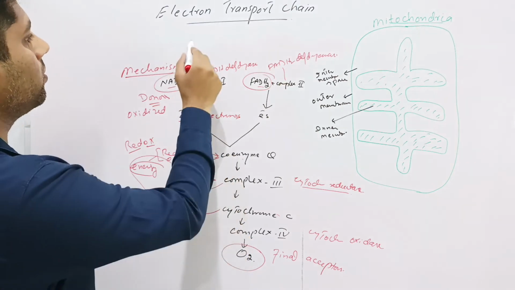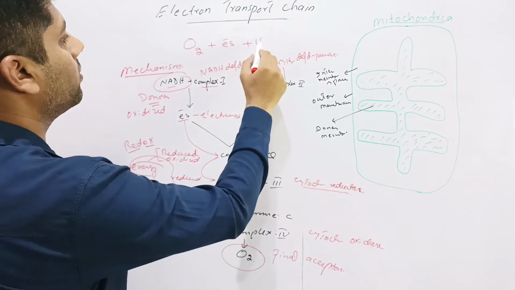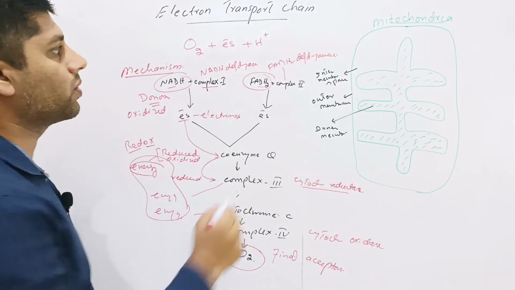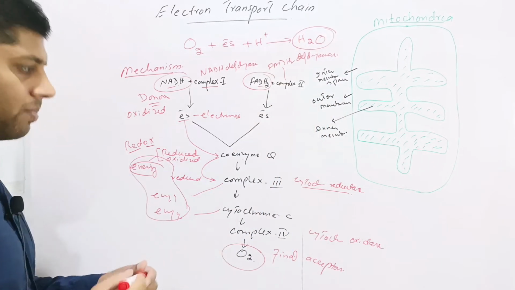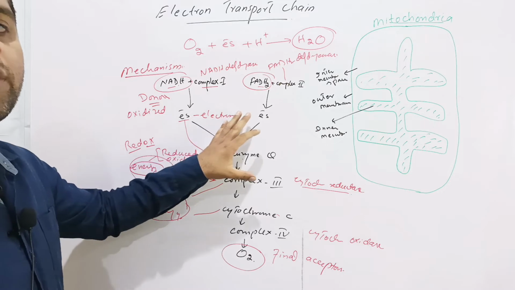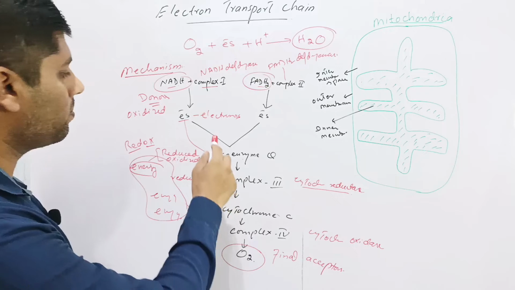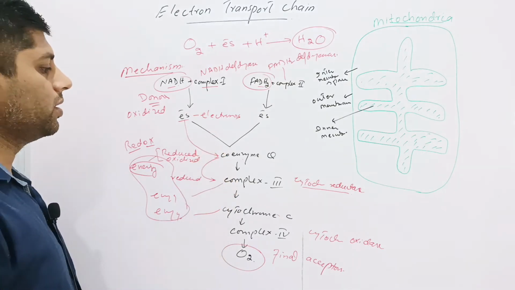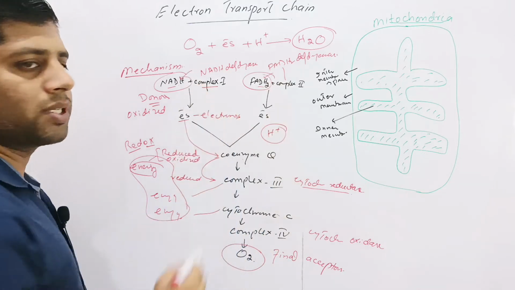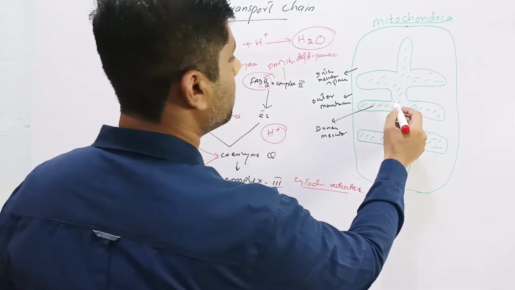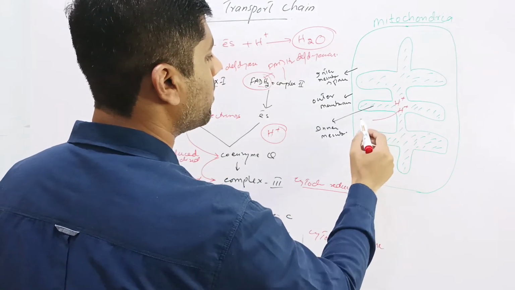This oxygen molecule obtains electrons and hydrogen inside the matrix of mitochondria and forms water molecules. So the water molecules formed during the process of respiration come from this electron transport chain mechanism. It should also be kept in mind that during this flow of electrons, the hydrogen ions released from these coenzymes, these molecules, the hydrogen ions produced in the inner matrix are pumped into the intermembrane space.